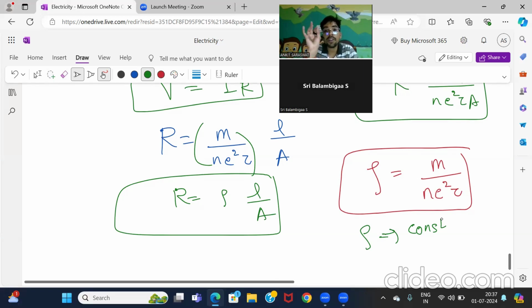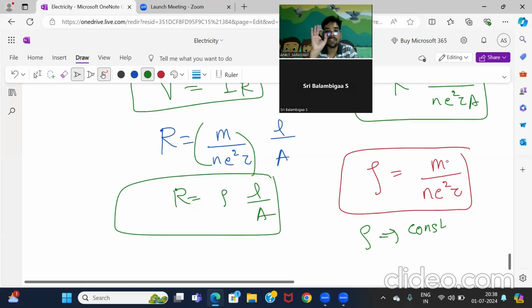Resistivity does not depend on length. Again, I am saying length and area. You can see the formula. For conductors, the resistivity does not depend on L and A. If you increase the value of tau, then resistivity decreases. This question they can ask. If you increase the value of n by changing the material, then resistivity decreases.